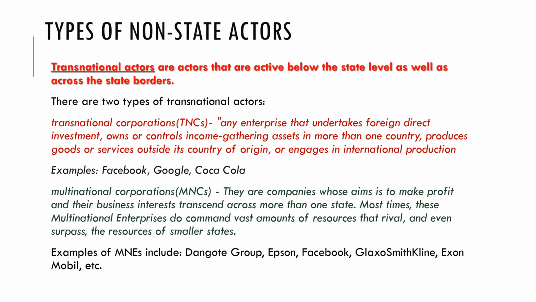Transnational actors are actors that are active below the state level as well as across state borders. So there are two types of transnational actors. First and foremost, we have transnational corporations, and they are any enterprise that undertakes foreign direct investment, owns or controls income-gathering assets in more than one country, produces goods and services outside its country of origin, or engages in international production. Examples of this are Facebook, Google, Coca-Cola.